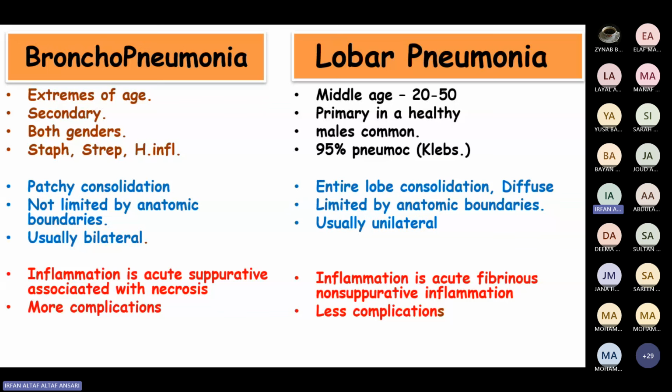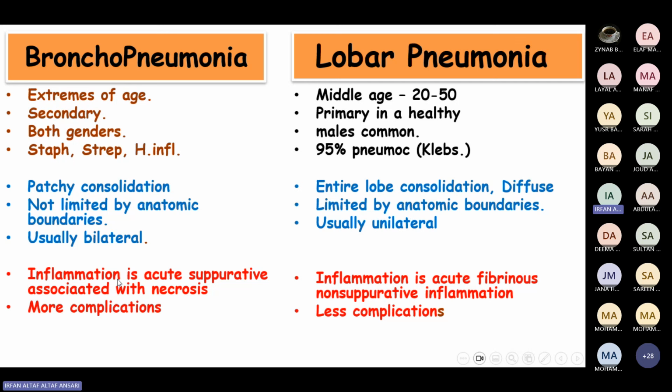In bronchopneumonia, the common organisms are Staph aureus, Streptococcus pneumoniae, and Haemophilus influenzae, while the commonest organism isolated from lobar pneumonia is Klebsiella, gram negative. So bronchopneumonia is mainly gram positive, while lobar pneumonia is mainly due to gram negative organisms. Here you see the patchy areas of consolidation. There is no limitation by any anatomic boundaries and it could be bilateral. Here you get consolidation of an entire lobe or a large area of a lobe. There is diffuse involvement of the lung parenchyma and the consolidation is demarcated or limited by the anatomic boundaries, like the boundary of the left lower lobe or right middle lobe, and it is usually unilateral.